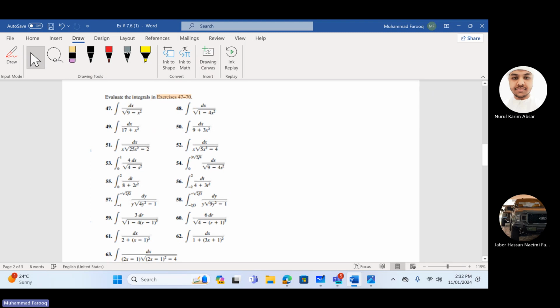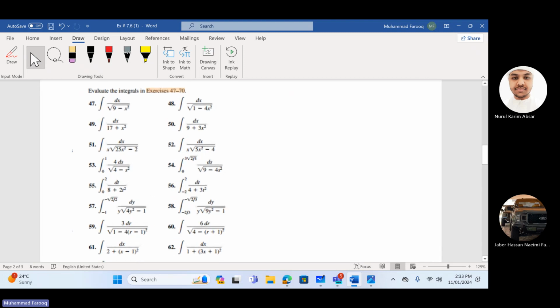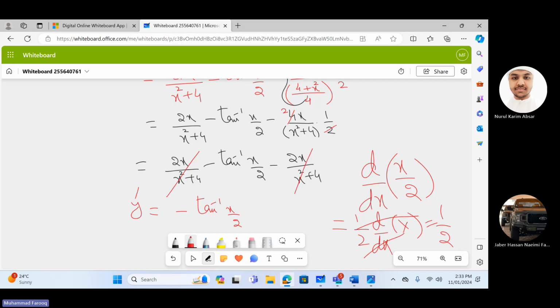So questions 47 to 70 are related to these three rules which I shared. But in the exam, you have to check by yourself which rule applies. Anyway, let's start with question 47, 9 minus x squared. Okay, it's much easier; we can start with 48, it's fine. 48, please.